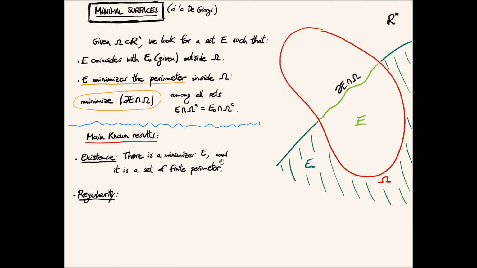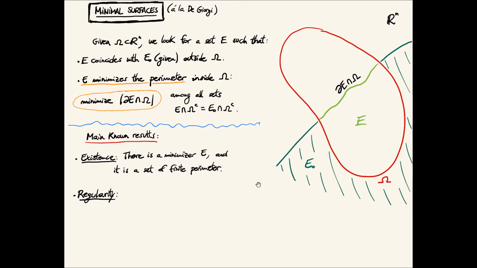Okay, but then once you have a minimizer and it's a set of finite perimeter, you would like to understand the regularity. To what extent is this a nice hypersurface? Can you prove that this would always be a smooth hypersurface, for example, or might it have singularities? This is the kind of question that we want to answer, and then describe singularities, etc.